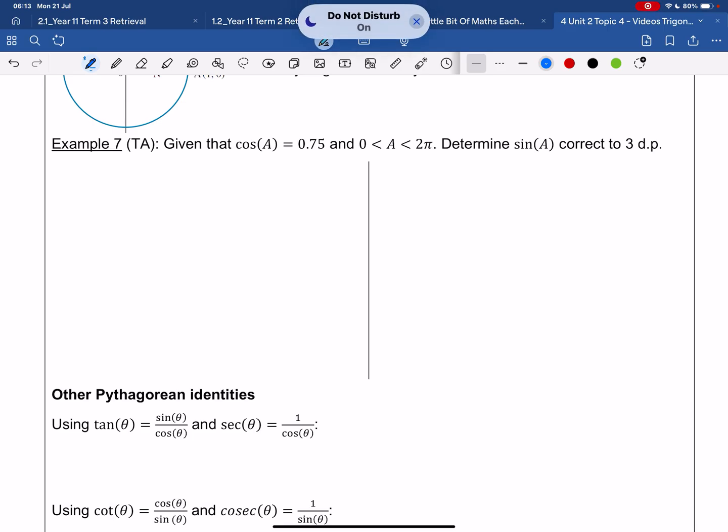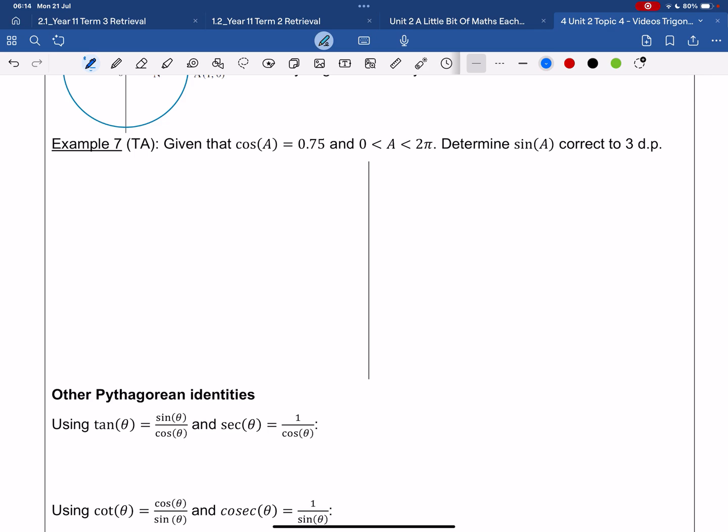So instead of using Pythagoras as I did in the previous example, I could have used the Pythagorean identity to be able to solve for a different trig ratio. What do I mean by that? Well, let's have a look.